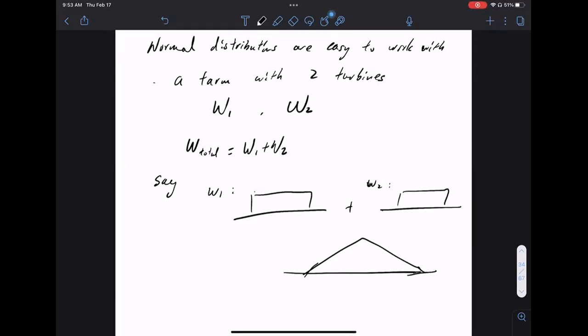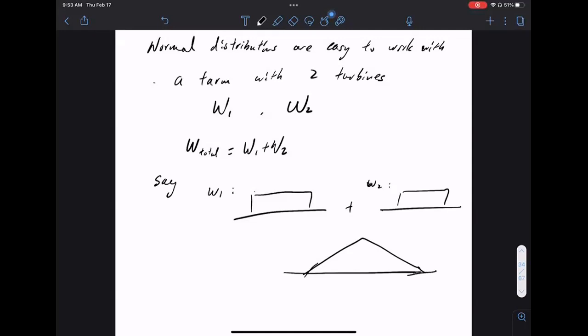This you can do. What if I have 3? What happens when I add a square to this triangle? You really don't want to do that convolution. Okay, that is not an easy convolution to do. So the problem with random variables and distributions typically is you cannot add them. Adding distributions does not preserve the distribution, except for Gaussian.